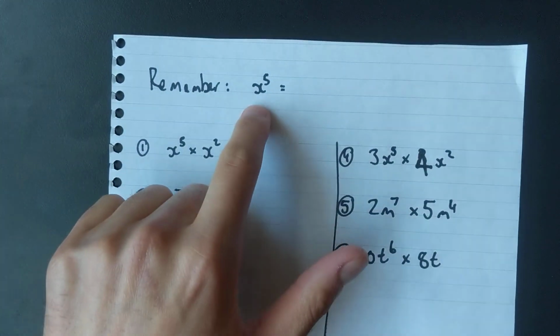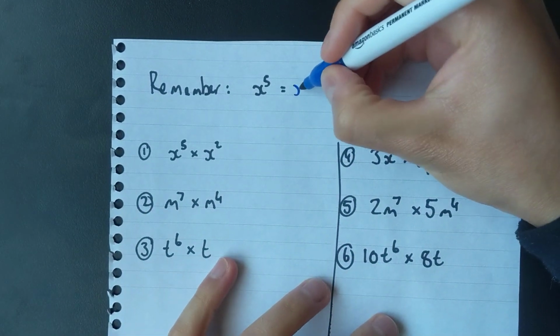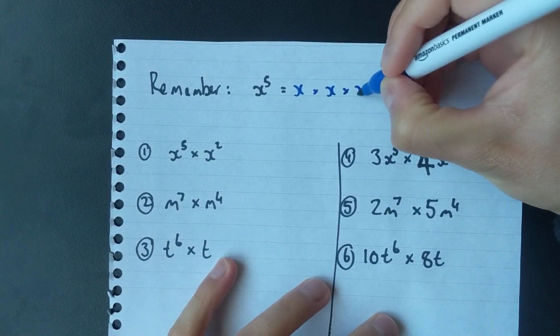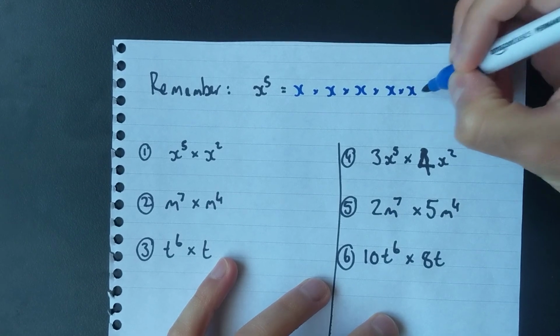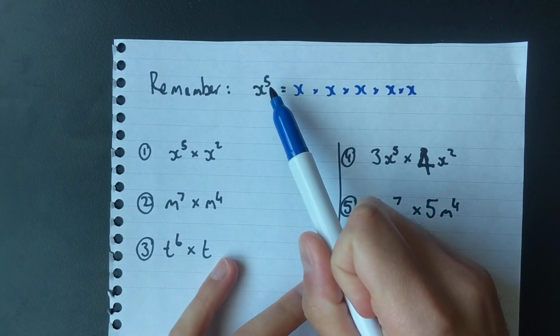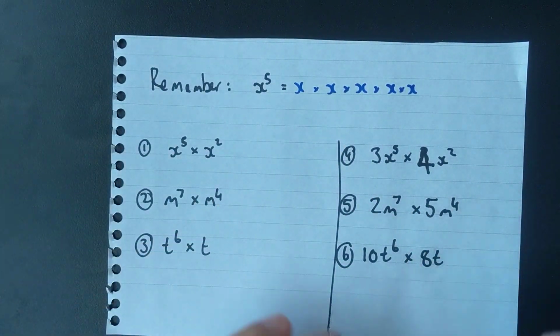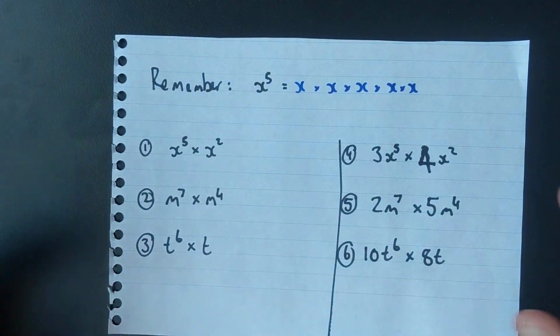First of all, I just want to explain what is x to the power of 5. So x to the power of 5 means we are doing x times by x times by x times by x times by x. So I have 5 x's multiplied by each other. Here, indices are a shortened way of showing something that's been multiplied by itself a certain number of times. The index tells you how many times.